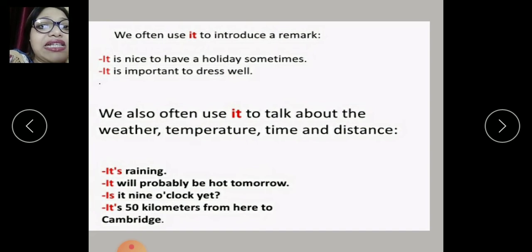See, is it 9 o'clock yet? It's 50 kilometers from here to Cambridge. So this is talking about distance. So I hope we have understood the usage of it. We use it to talk about weather, temperature, time, and distance.